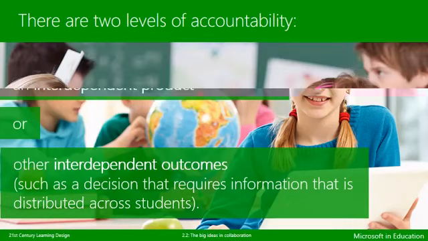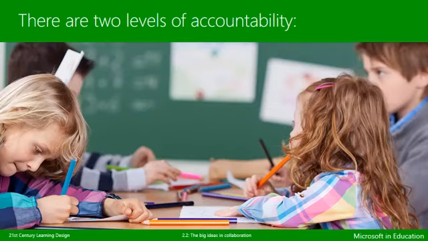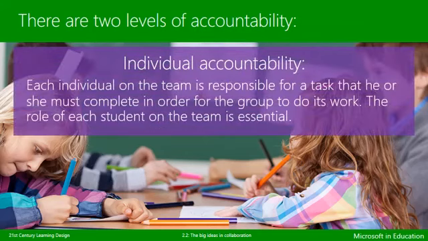Most interdependent work involves two levels of accountability. First, there is individual accountability. This means that each individual on the team is responsible for a task that he or she must complete in order for the group to do its work. Therefore, the role of each student on the team is essential.